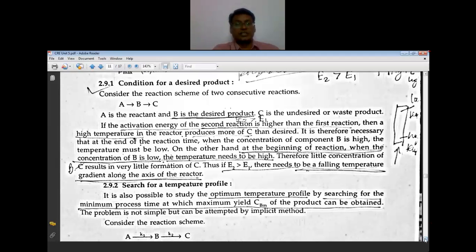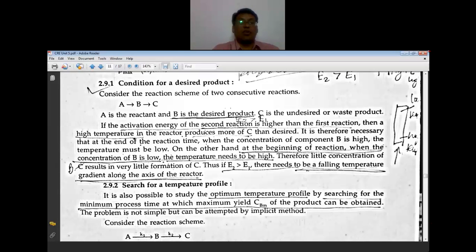Consider again the simple reaction A giving B giving C, with A as the reactant, and B, or R, is our desired product, C is the undesired product, that is nothing but S, the undesired or waste product. Now it depends on your activation energy, which determines your rate constants k. k is a function of the activation energy E. So the activation energy of the second reaction is higher than the first reaction. That is E2 is greater than E1.